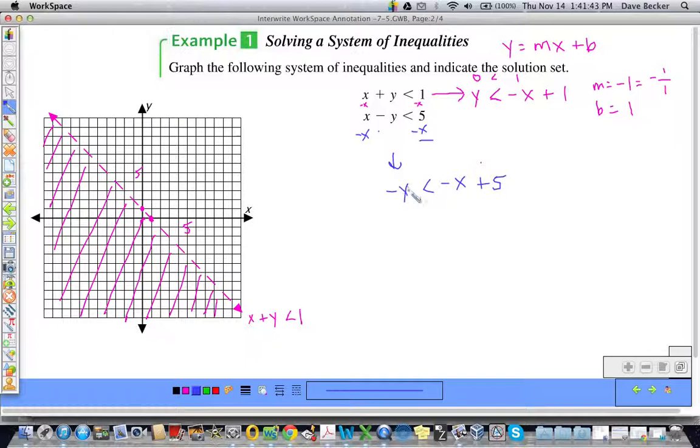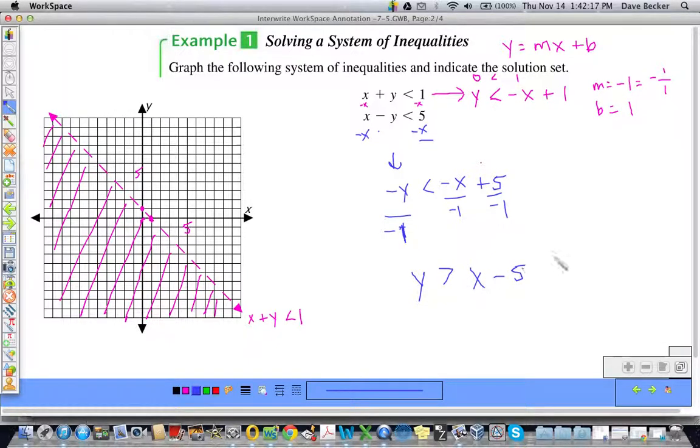And I need to get rid of the negative in front of the y, so I'm going to divide both sides, everything, by negative 1. And when you multiply or divide an inequality by a negative number, you have to change the inequality. So this is going to change from less than to greater than. So y is greater than a negative x over negative 1, which is a positive x, and a positive 5 over a negative 1, which is a negative 5.